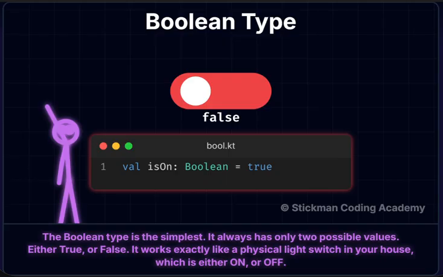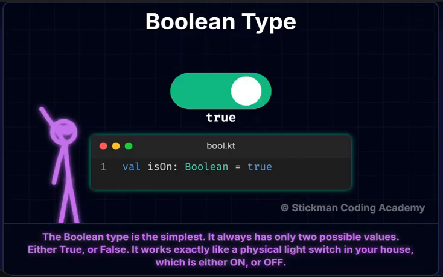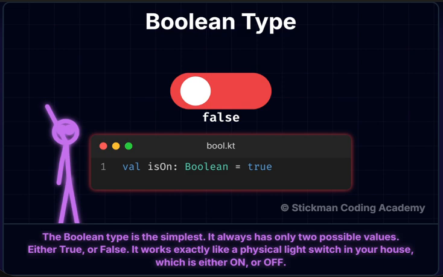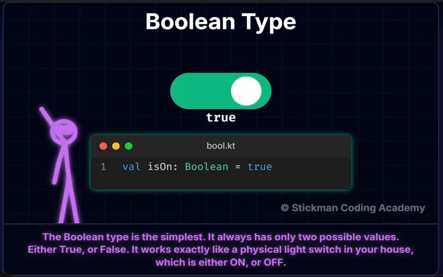The Boolean type is the simplest. It always has only 2 possible values, either true or false. It works exactly like a physical light switch in your house, which is either on or off.